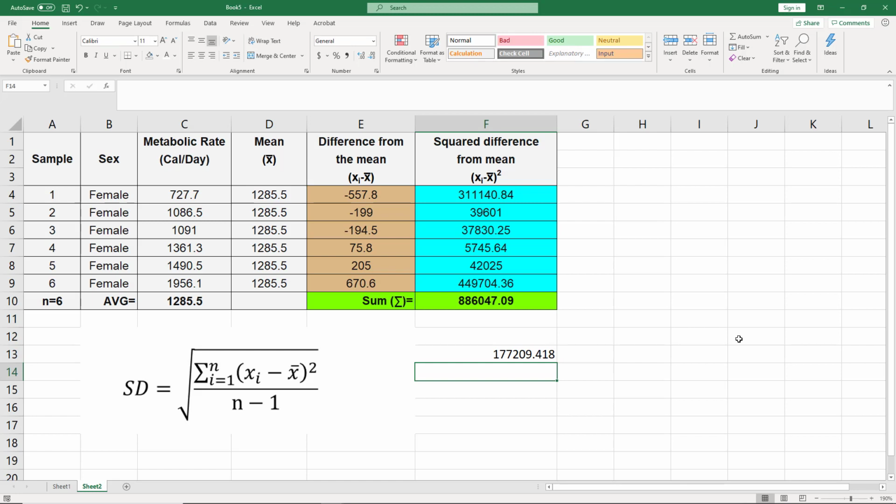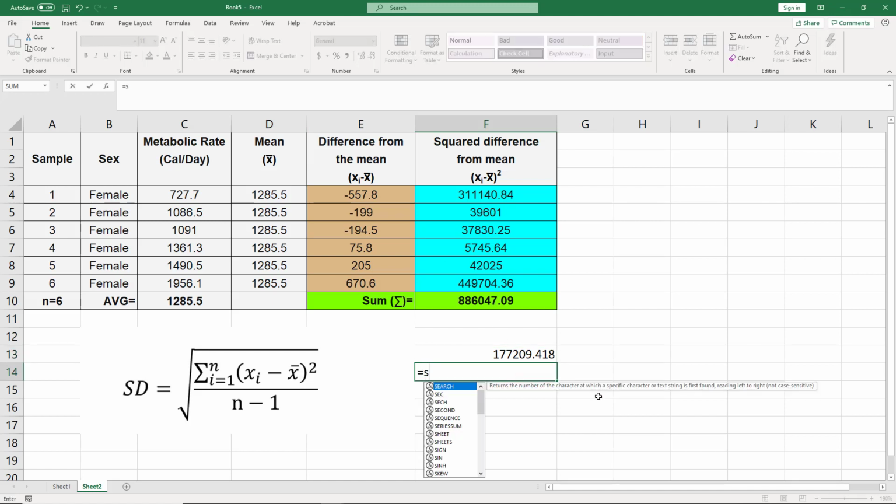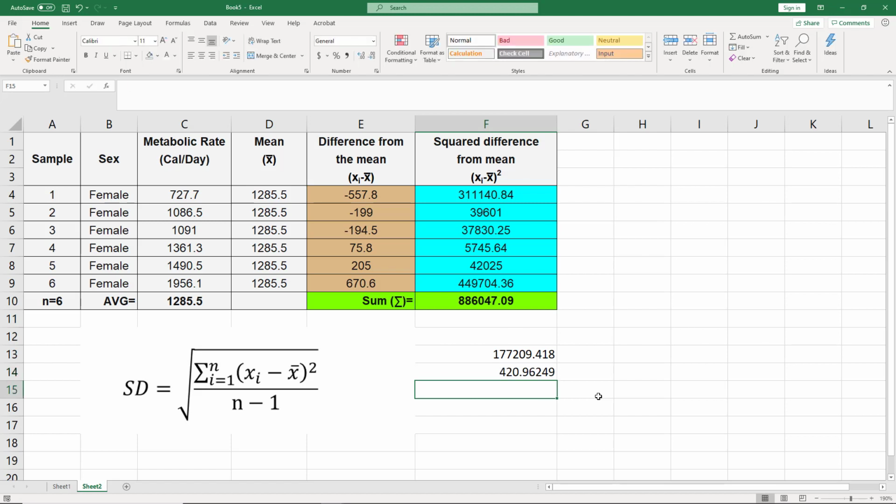Well, we're not done. We have to take the square root of this number as well. So I can go back and edit this equation, or I can simply do this as well. I could take the square root of 177,209.418, and there's my number. So 420.96. That's actually my standard deviation.